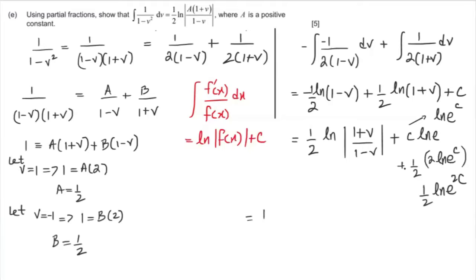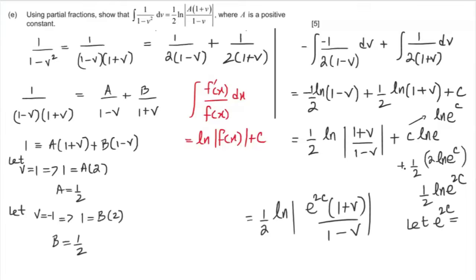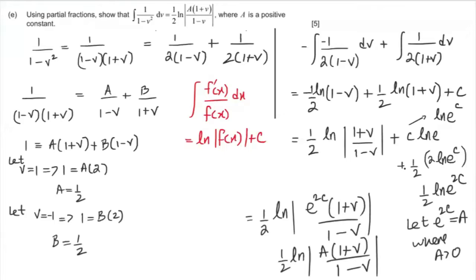So now I can write half ln, and we know that when there's a plus sign, the logs convert the sum to products. So e to the power 2c times (1 plus v) over (1 minus v). This e to the power 2c, a positive constant, is a positive value. So you can now let e to the power 2c equal a, where a is greater than 0. And finally, my answer can be given as (1 plus v) over (1 minus v), which I was trying to show.